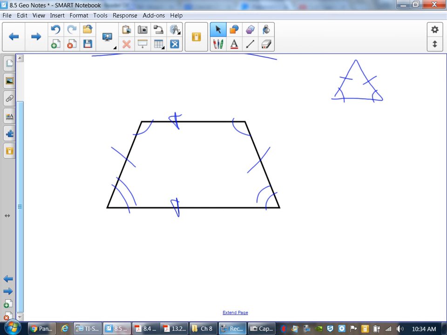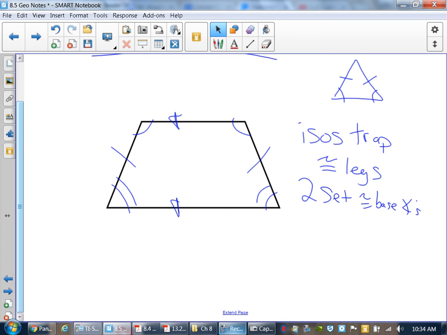And you're right, it's tough to describe it in the technical sense, but if you think of it as bases, and as you were saying, top and bottom, that's how that works. So an isosceles trapezoid has a couple things. Congruent legs and congruent base angles, or two sets. So we have two legs that are congruent and two sets of base angles that are congruent.